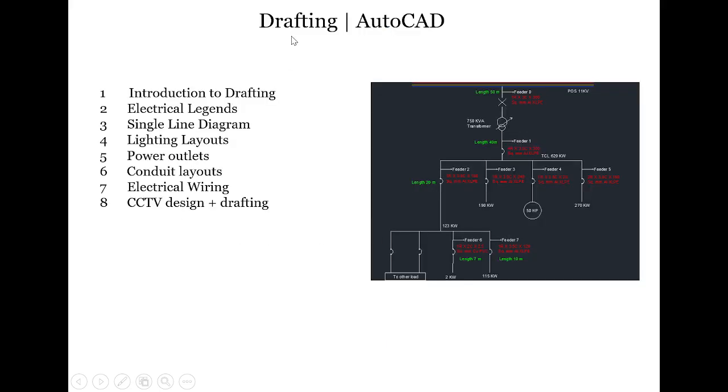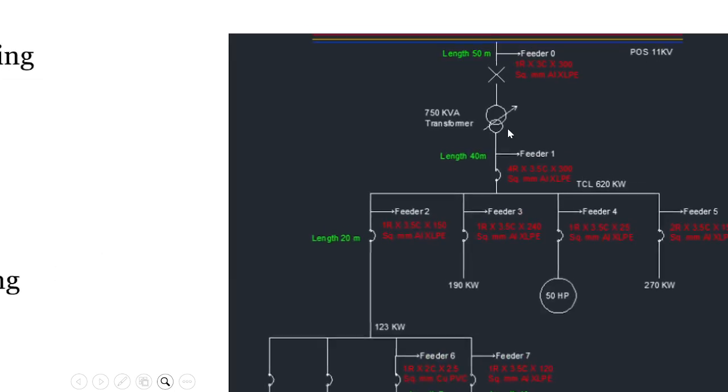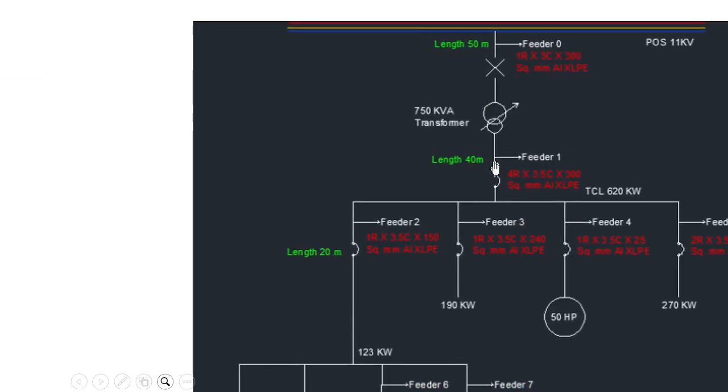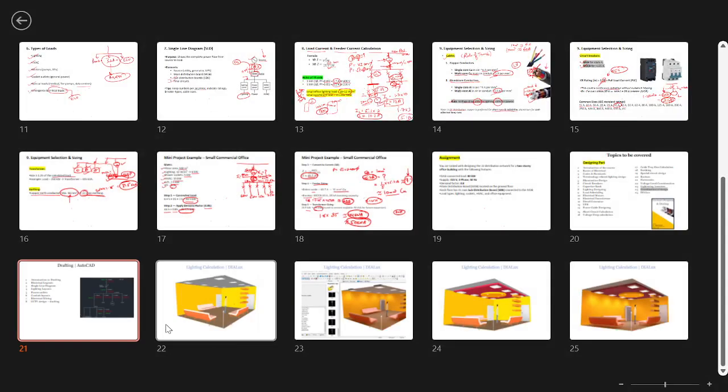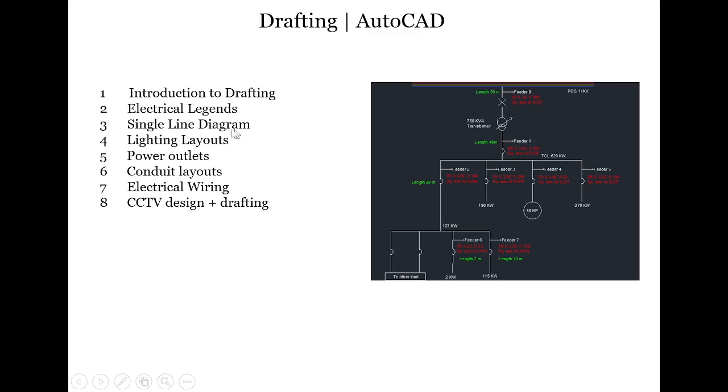And also in the drafting part, you will learn what is the meaning of drafting, how to start drafting, how to create legends in a drawing. You can see this is my single line diagram. In the single line diagram, I am using these symbols. These symbols are known as legends. So how to create legends in my AutoCAD. Then how to create single line diagrams, lighting layouts, power outlets, conduit layouts, electrical wiring, CCTV design, plus drafting. So you will learn all these things in this course.